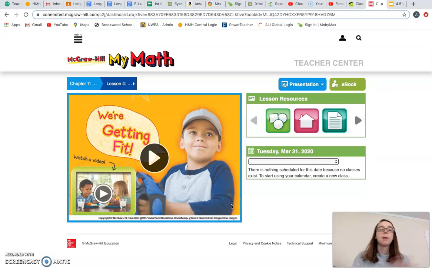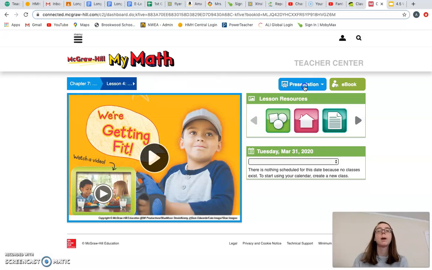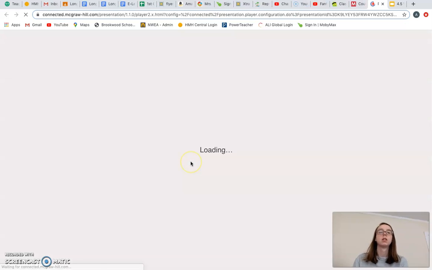I'm going to go ahead and keep going with some additional math, if you want math that is not what is in the packets. Again, this is optional. You do not have to do this. I am doing lesson number 4 today, reading picture graphs.